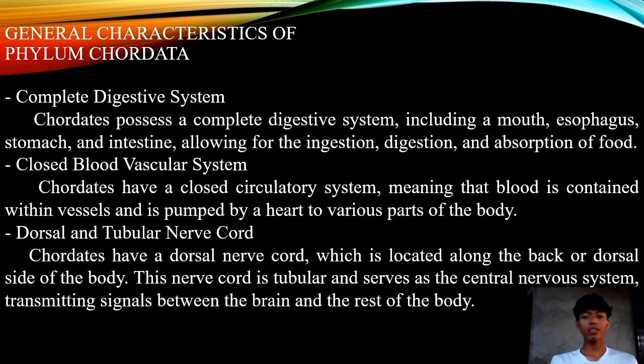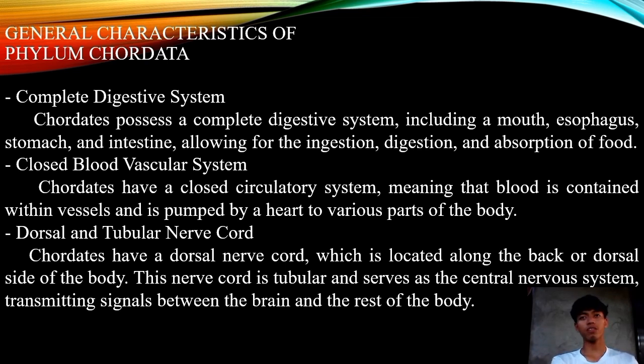Chordates possess a dorsal nerve cord, which is a hollow, tubular structure located along the dorsal side of the body. In vertebrates, this nerve cord develops into the spinal cord and serves as the main pathway for transmitting nerve impulses.